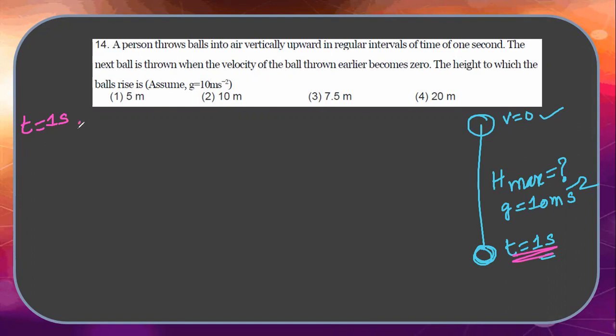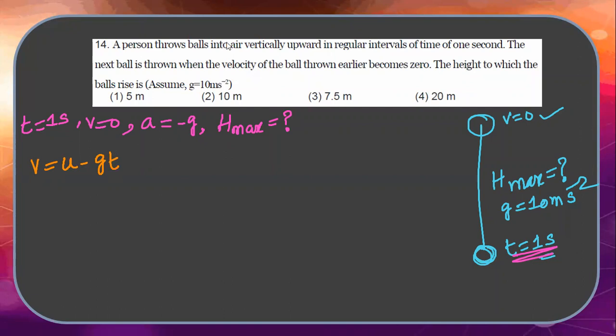Final velocity V should be 0. Acceleration a is equal to minus g, and g is equal to 10 meters per second square. Then what is the maximum height reached? They have asked it. So velocity V is equal to U minus gT.